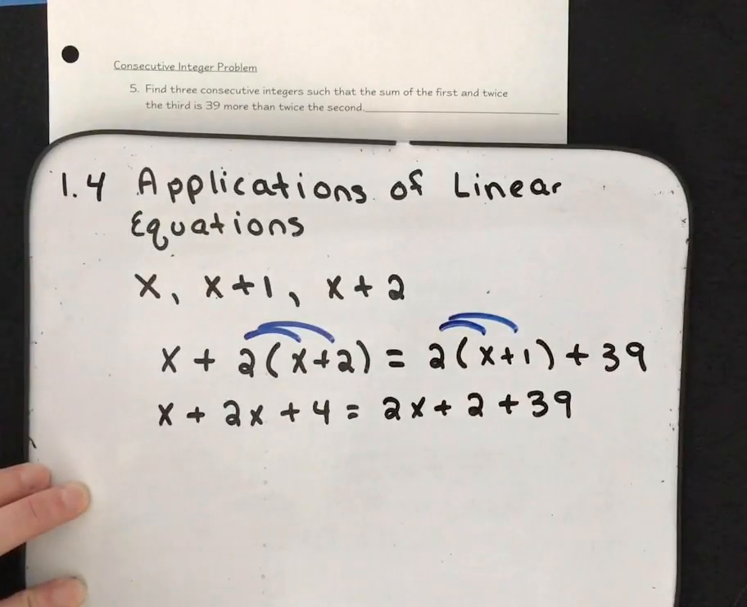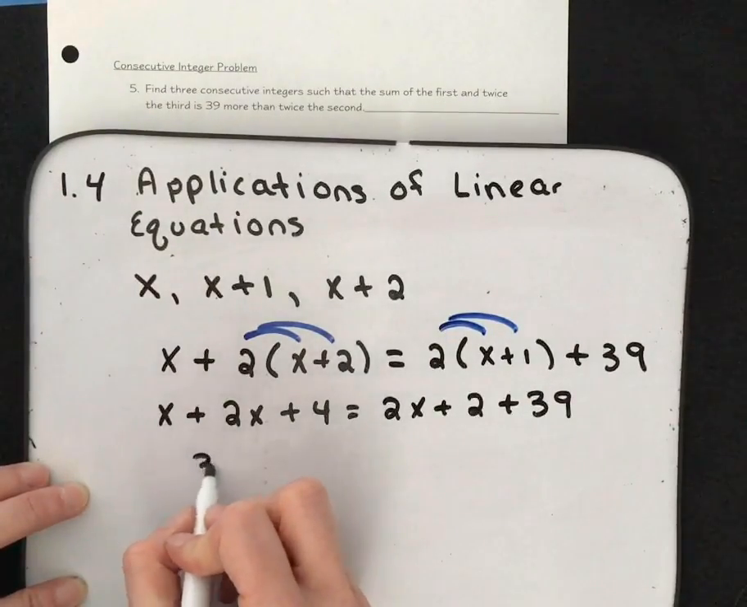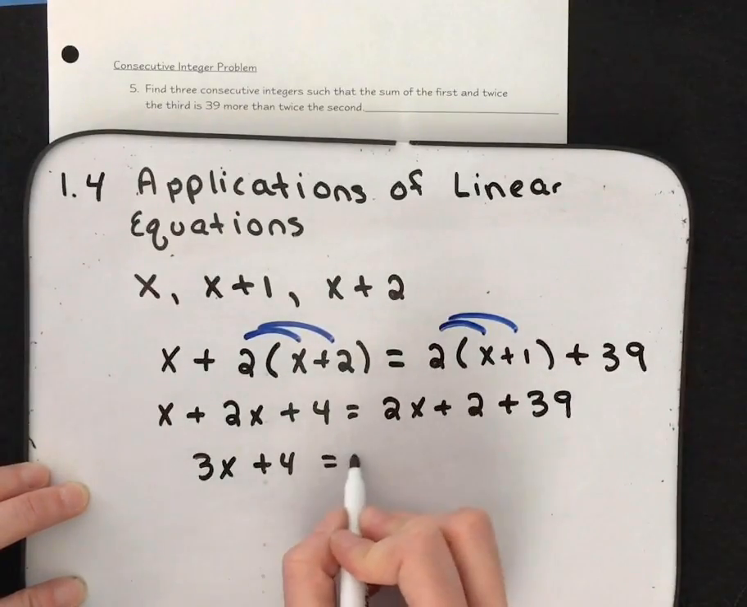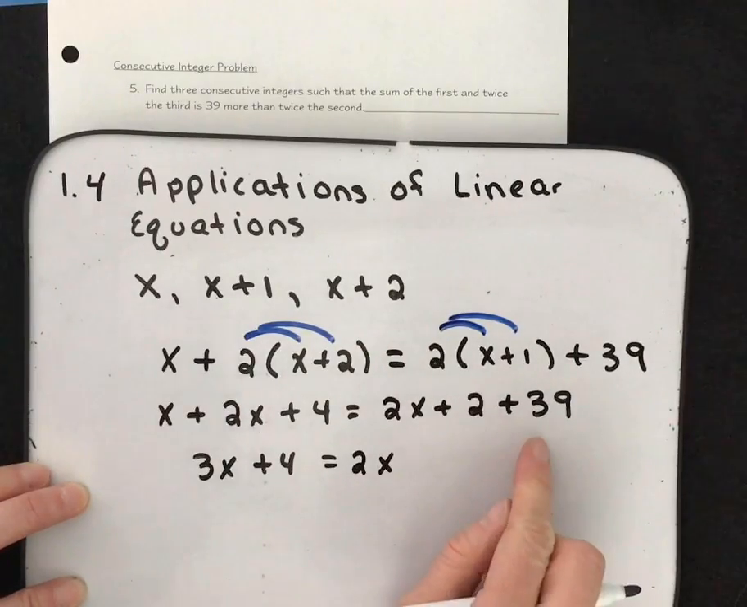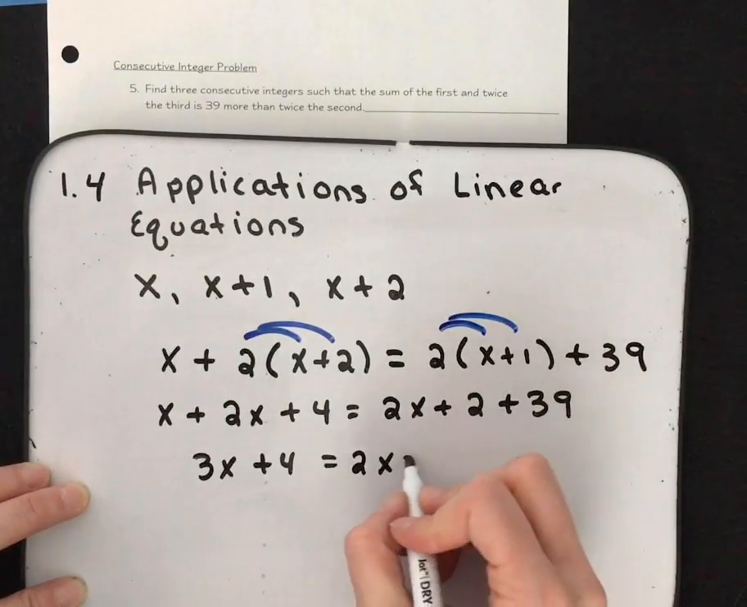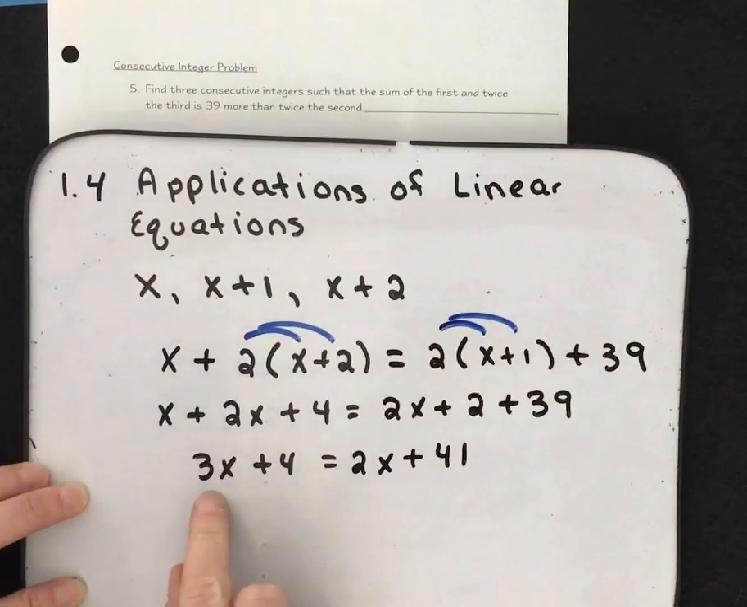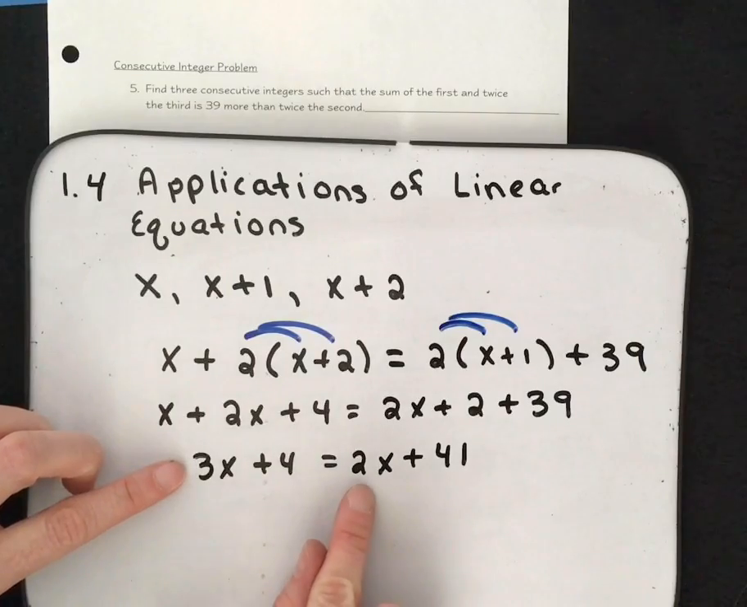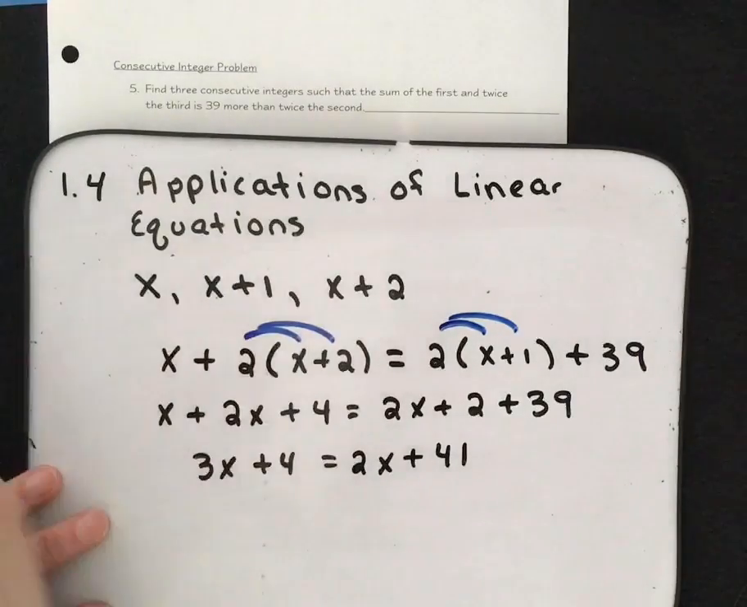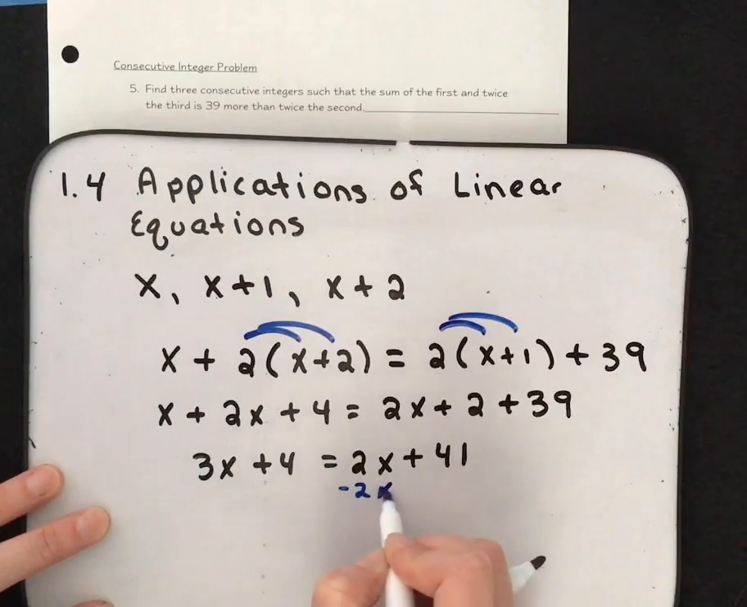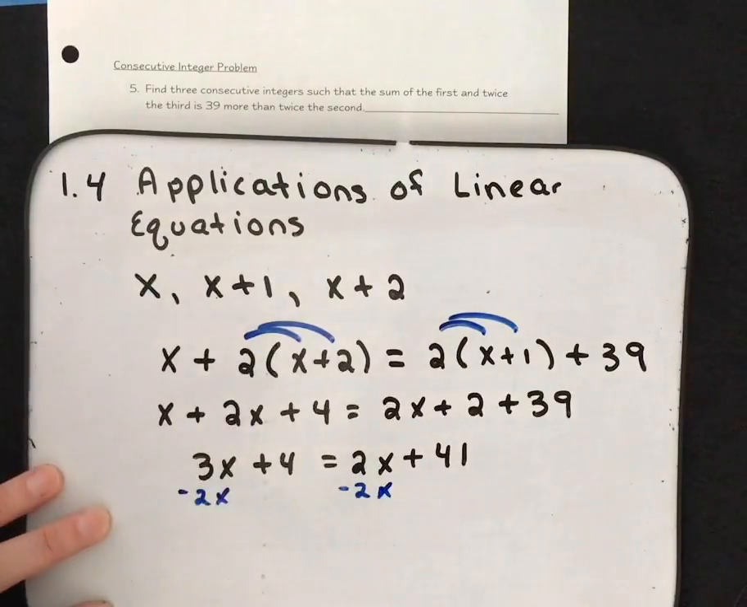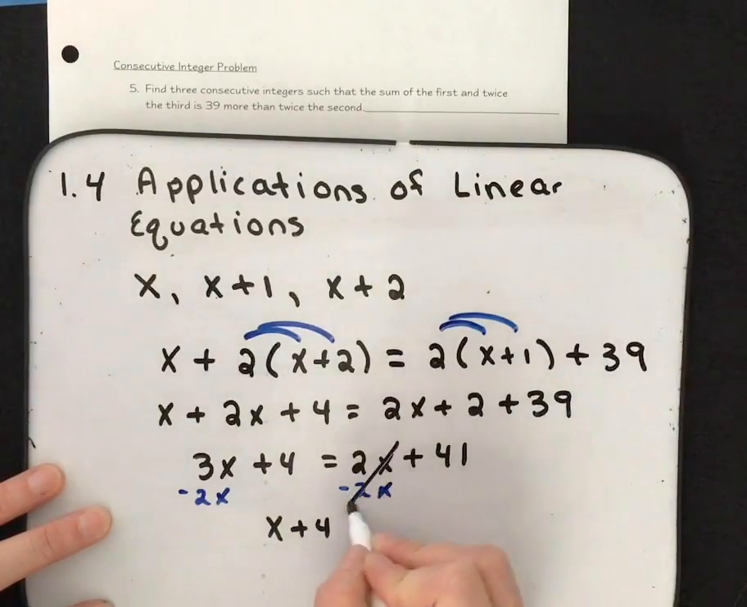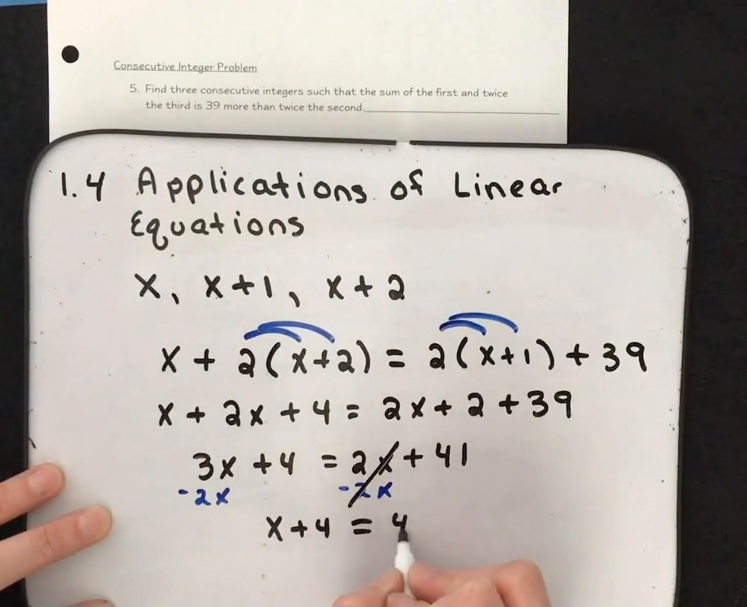And now we have a lot of cleaning to do. X plus 2x is our 3x, 2x, and then 2 plus 39 is 41. We have 3 x's on this side and 2 on this side, so there's more on the left. Let's move this over. So we'll subtract our 2x from both sides. So 3x minus 2x just gives us x plus 4. This cancels, and we have 41.